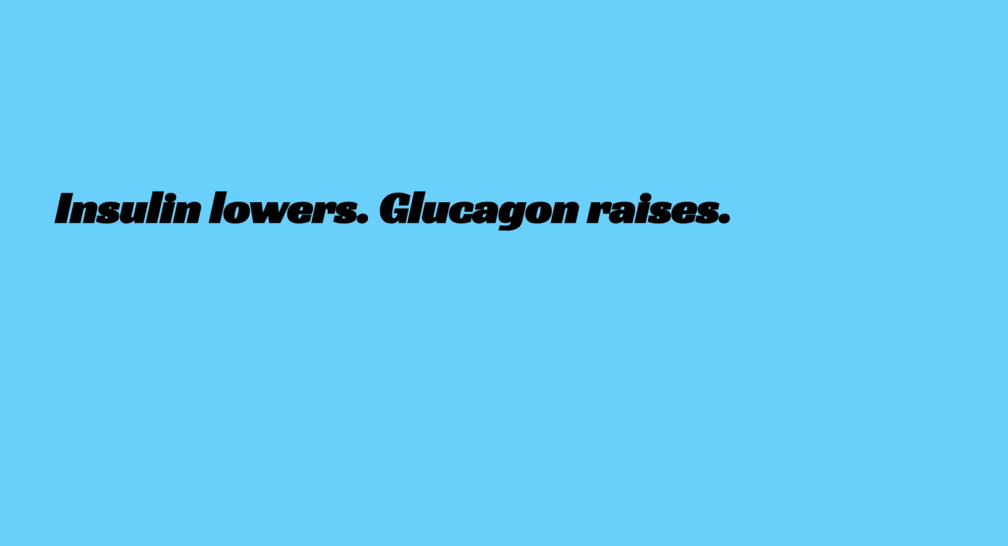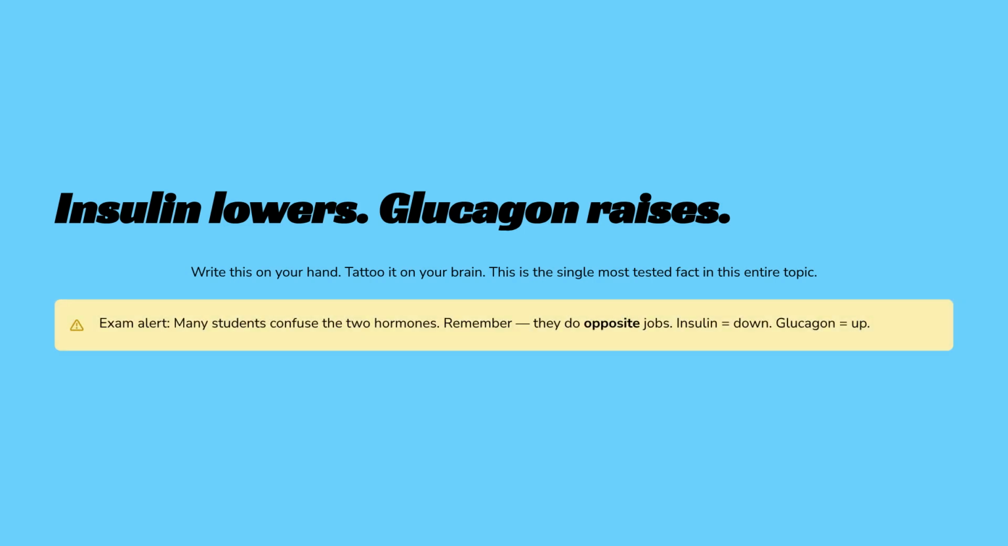Remember this critical fact: insulin lowers blood glucose, and glucagon raises it. This is the most frequently tested fact in this topic. Don't confuse these opposite functions.